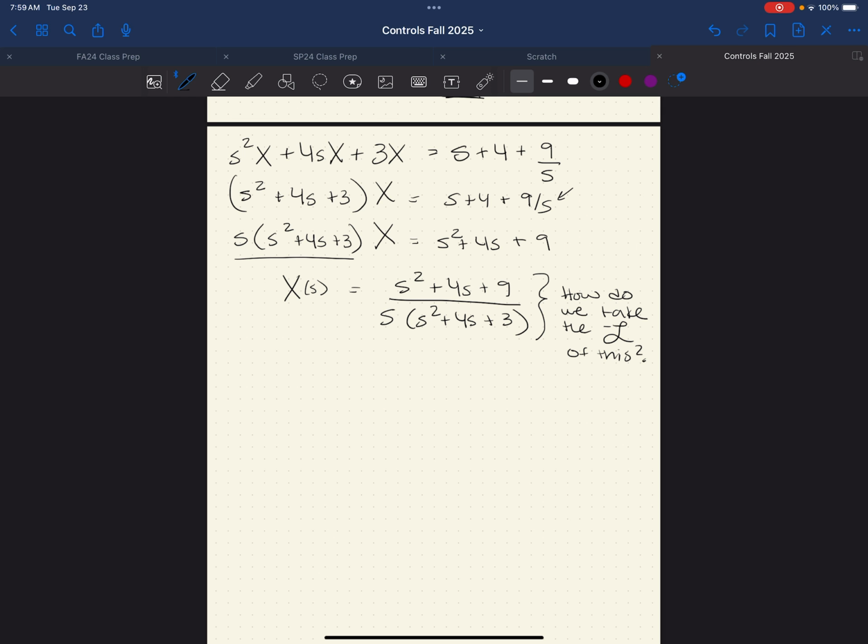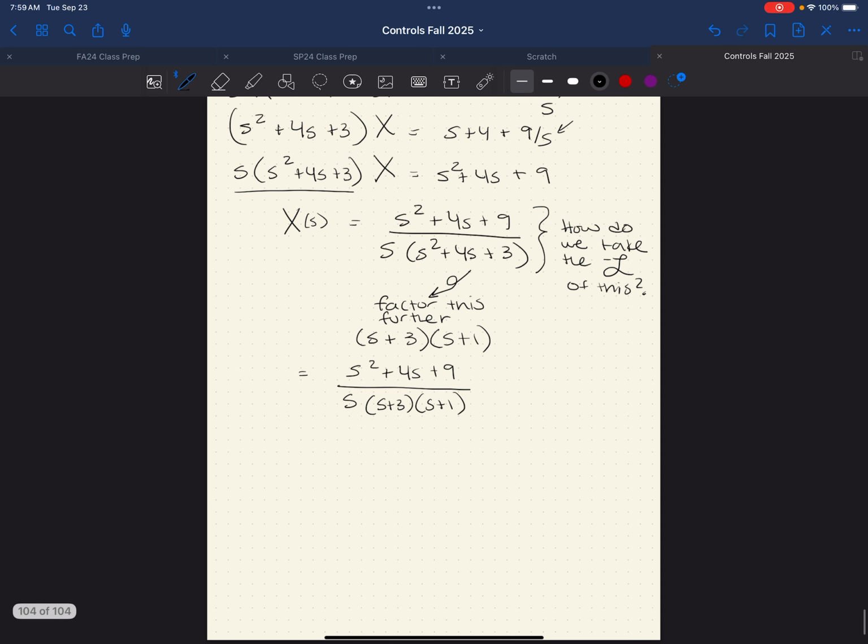Okay, so let's actually look a little bit closer at this term. We can factor this further. And we can get it into looking like an (s plus 3)(s plus 1). That is how you would factor that. All right, so that means that X now equals (s squared plus 4s plus 9) over s(s plus 3)(s plus 1).